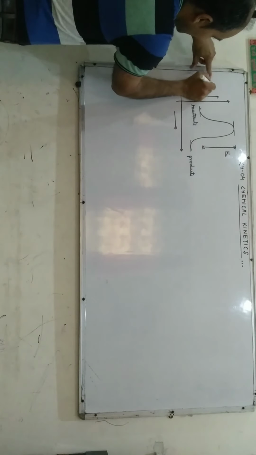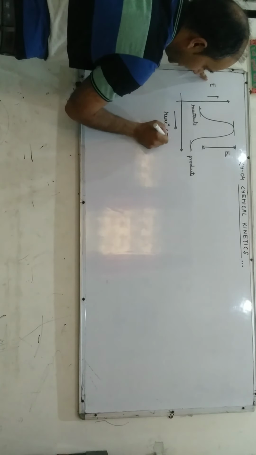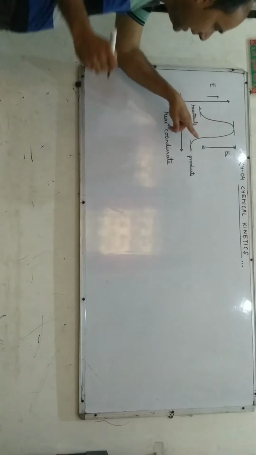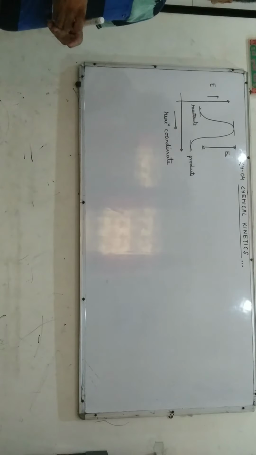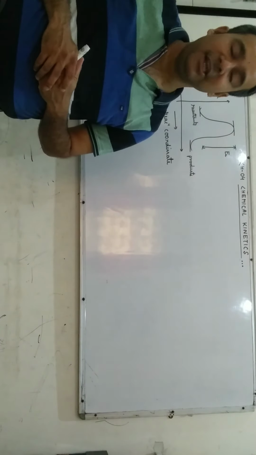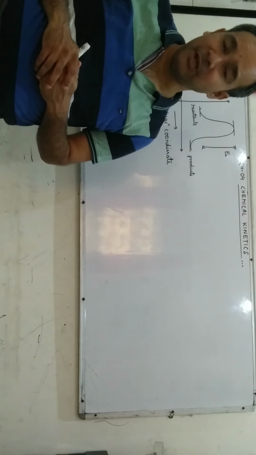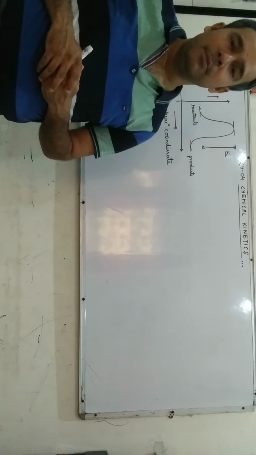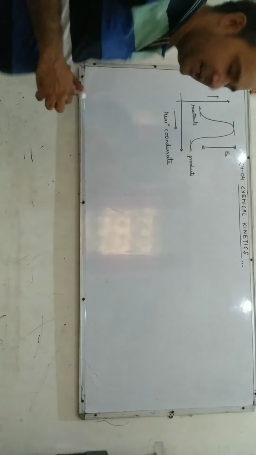Here we are plotting a graph between energy and the reaction coordinate. If we plot a graph between the energy and the reaction coordinate, the activation energy graph is illustrated in this manner. Now let us discuss most probable kinetic energy. The kinetic energy associated with maximum fraction of molecules is said to be most probable kinetic energy.